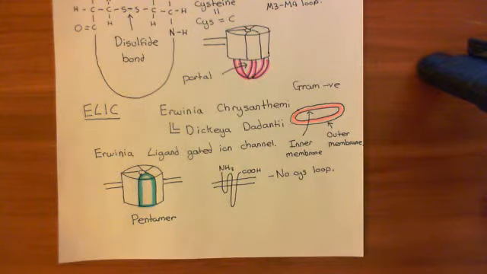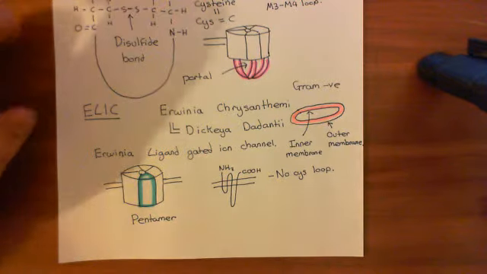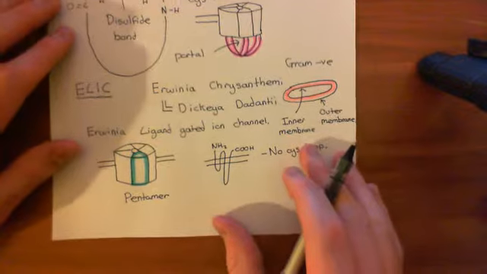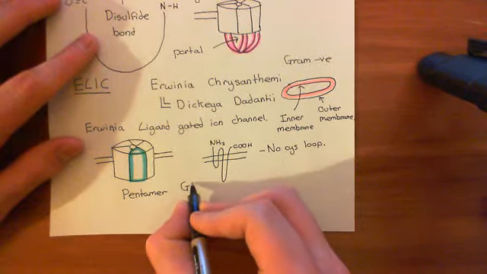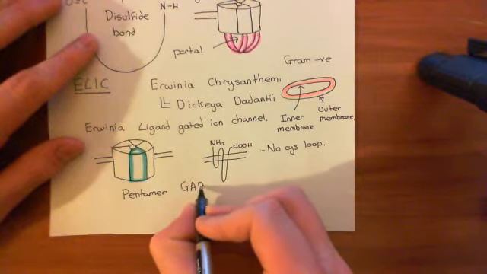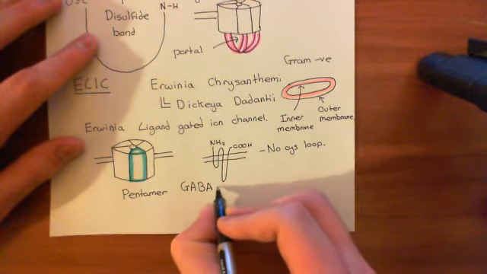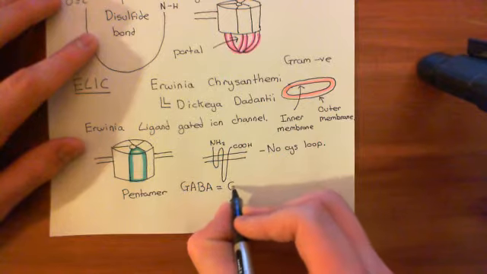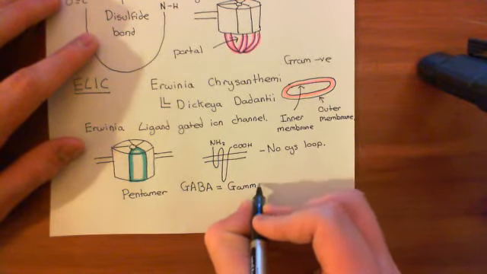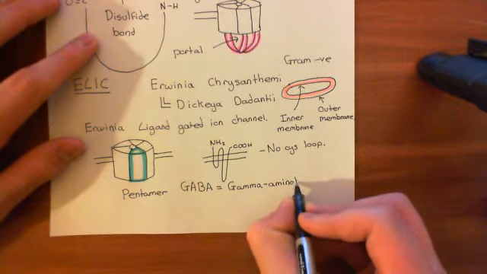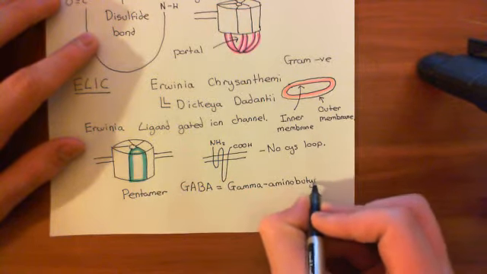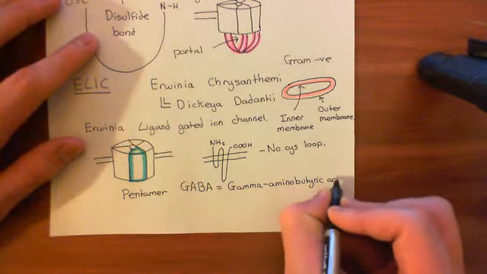Okay, so what is the ligand which opens the ELIC channel? Well, basically there are two ligands. Now, one is very familiar to us from human biology. One is the molecule GABA, the main inhibitory neurotransmitter within the brain. Now, what does GABA stand for? Well, GABA stands for gamma amino butyric acid. Okay, so let me show you the structure of that because it's very nice and simple.